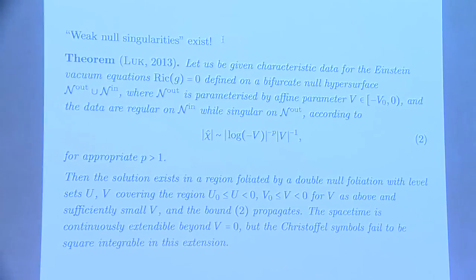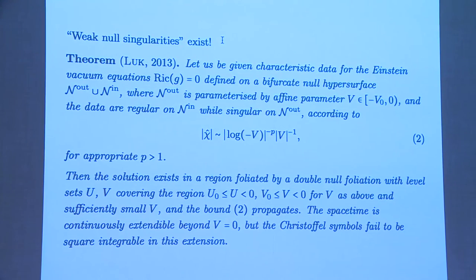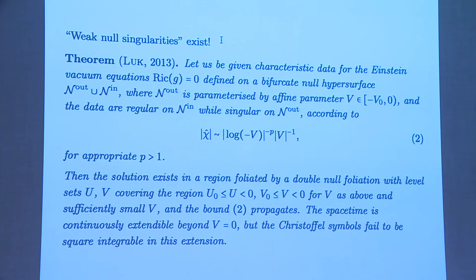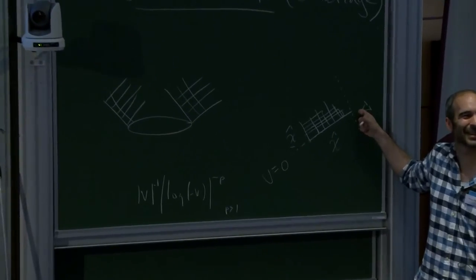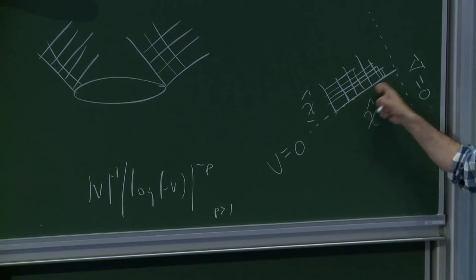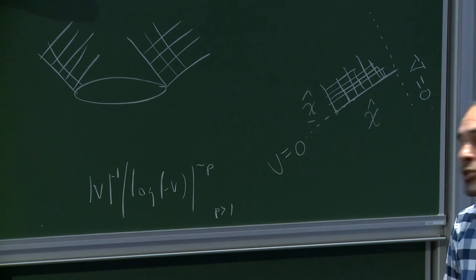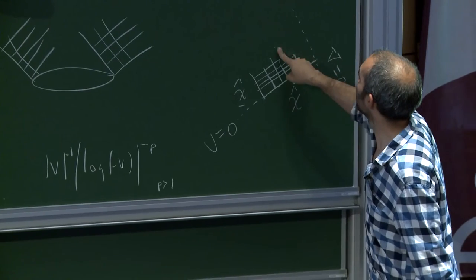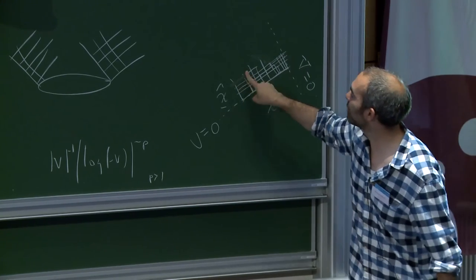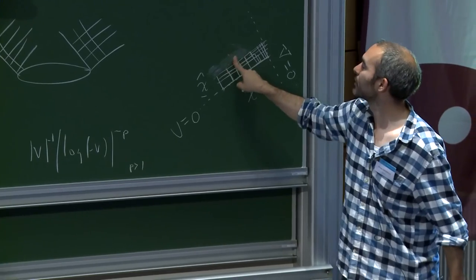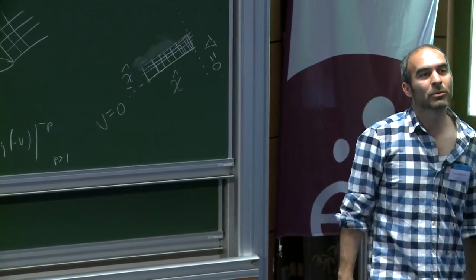So my favorite function is what's written there: v to the minus 1, log minus v to the minus p, for p bigger than 1. So this is v equals 0. This is barely in L1, but it's certainly not in L2. So this is very singular initial data. You might expect that even if you can prove well-posedness for the initial value problem, the solution will only exist up to some region like this. And what Jonathan Luk proved is that no, the solution exists all the way up to v equals 0, at least if I restrict to small enough time in this direction. That's what he proved.